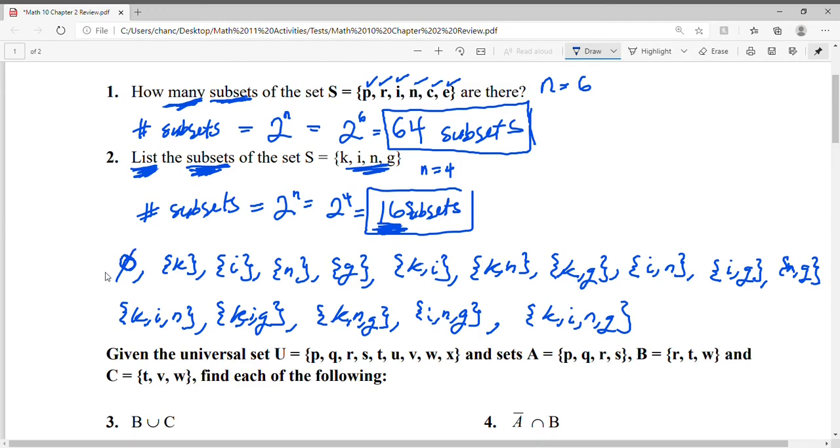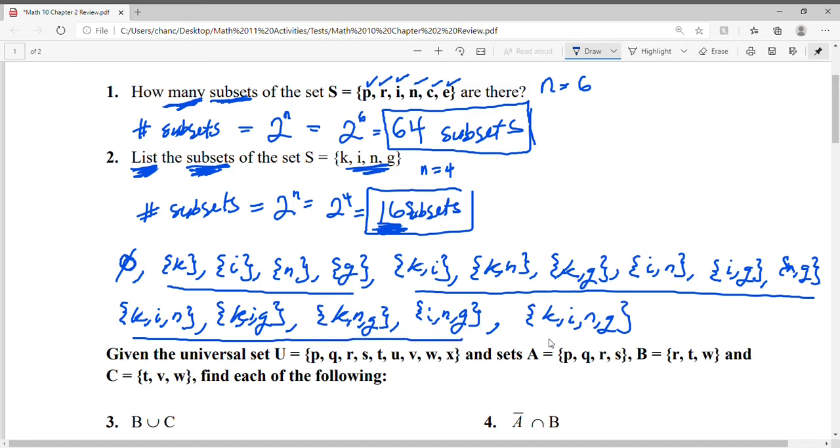So start with the empty set, then do all of the sets with only 1 element in it. Then do all of the sets with 2 elements in it, all of the sets of 3 elements, and then finally the last one has only 4 elements in it.